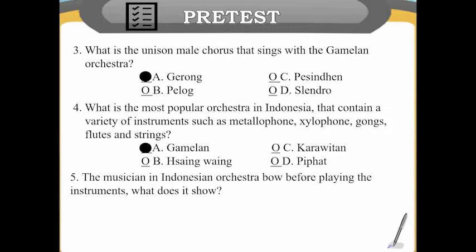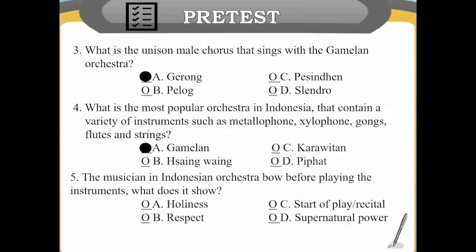Number 5. The musician in Indonesian orchestra bow before playing the instruments. What does it show? The correct answer is letter B, respect.